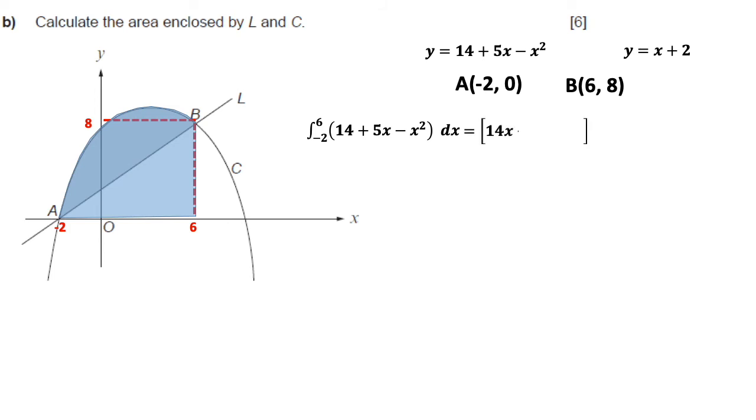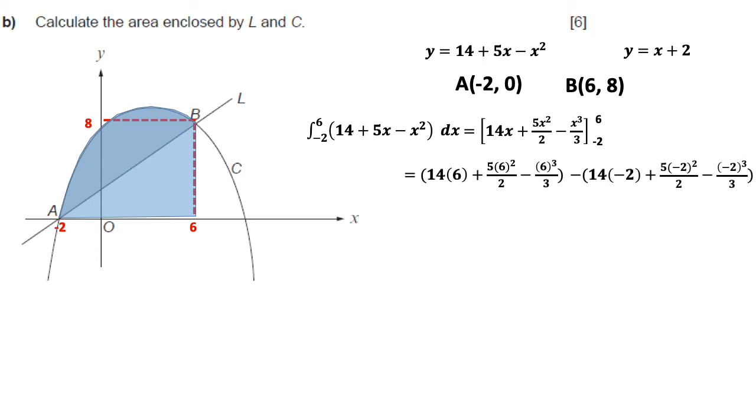So integration of 14 would be 14x. Integration of 5x, we increase the power by 1, so it becomes 5x to the power of 2, and we divide by that power, so we divide by 2. Integration of minus x squared is minus x cubed over 3, and the limits are 6 and minus 2. So we substitute 6 in, and we substitute minus 2 in. Even though you can type this in on your calculator in one go, it's very sensible to work them both out separately, as a lot of mistakes can happen.